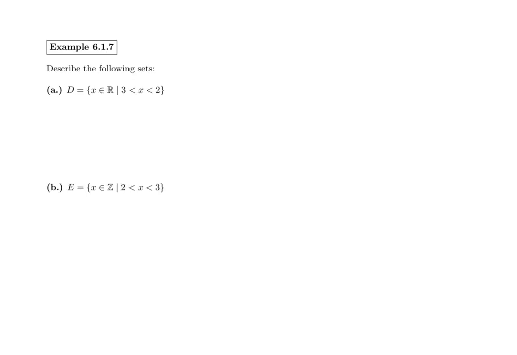For example 6.1.7, we're going to describe in words what the sets are that are listed. For part A, we have D is the set where x is a real number such that 3 is less than x is less than 2. So what that means then is that D consists of all real numbers that are greater than 3 and less than 2.